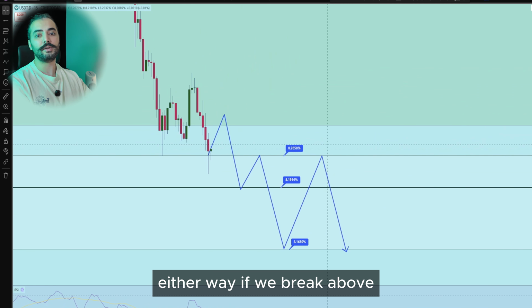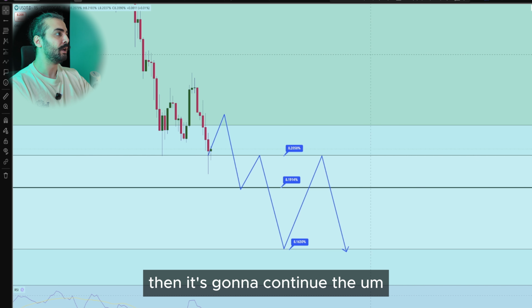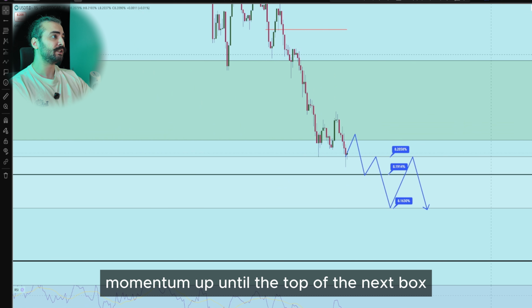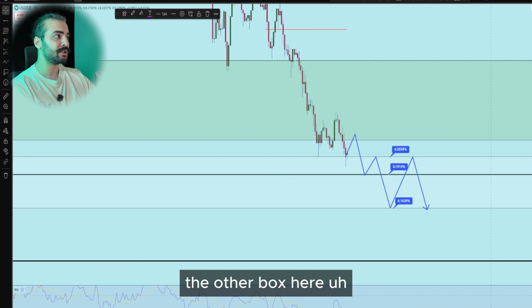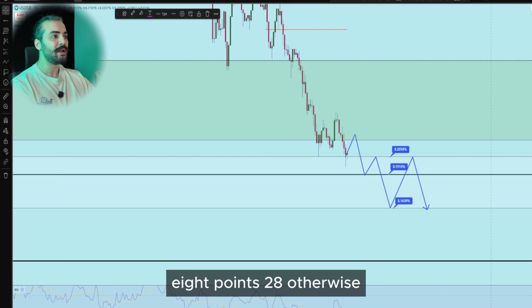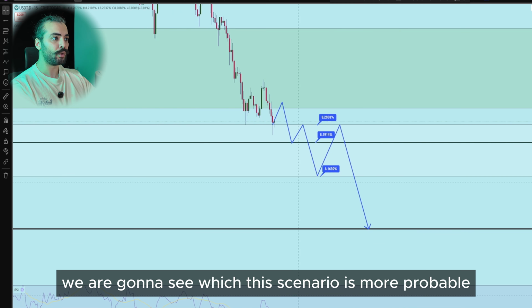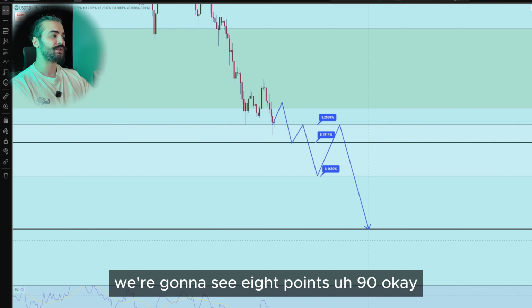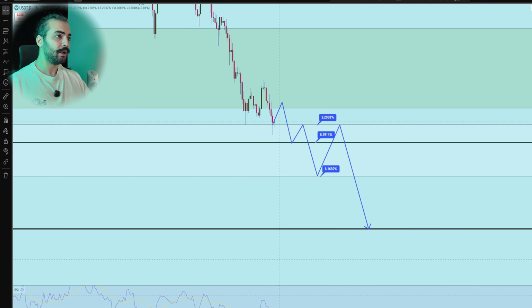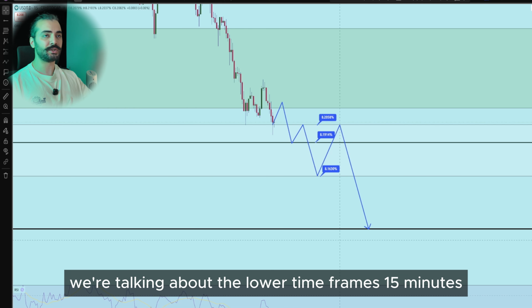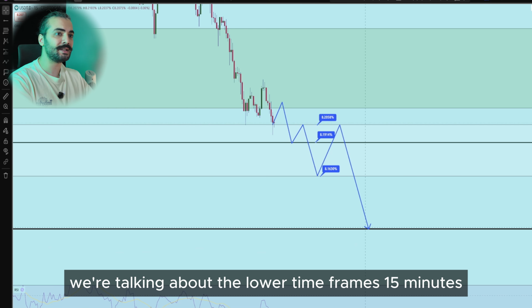If we break above, then it's going to continue the momentum up until the top of the next box, the other box here, 8.28. Otherwise, and this scenario is more probable, we're going to see 8.90, okay? So again, once we're here, we're talking about the lower time frames, 15 minutes.